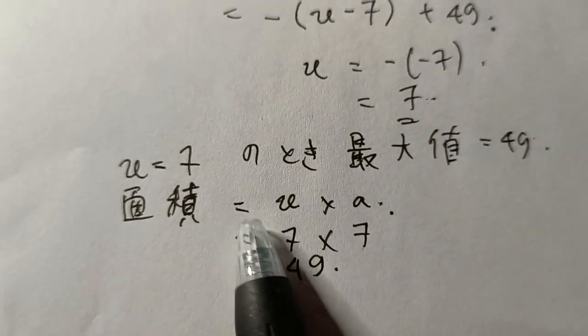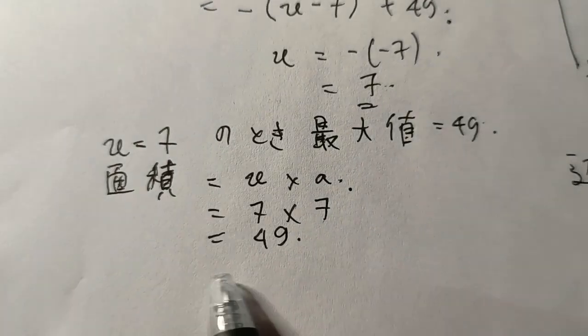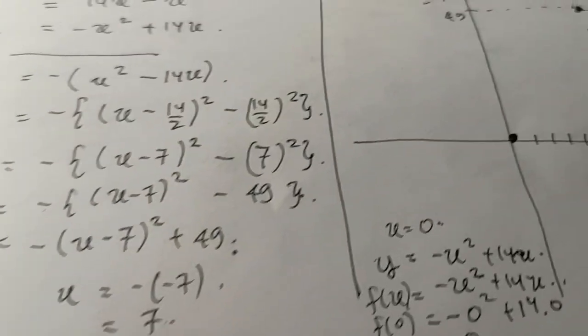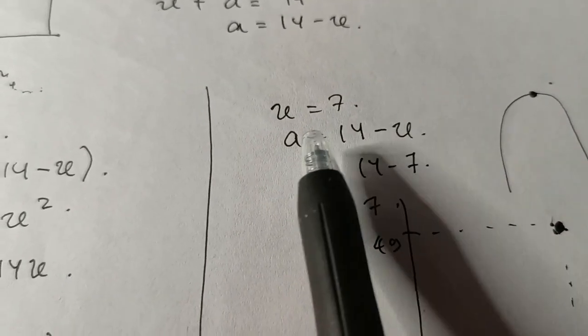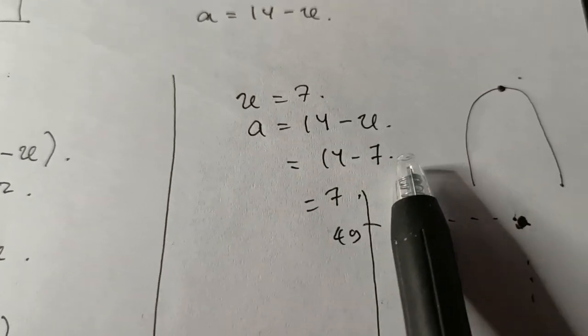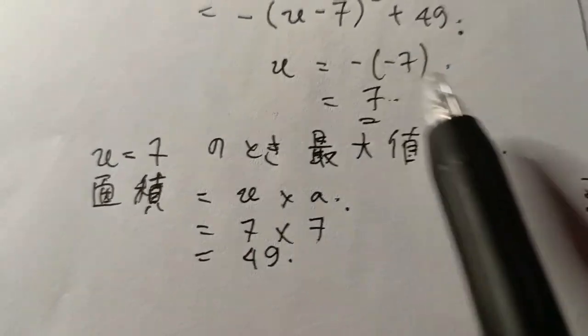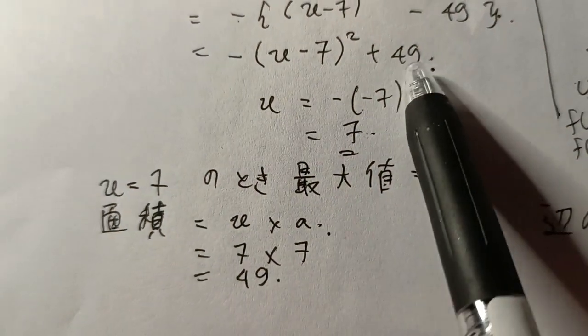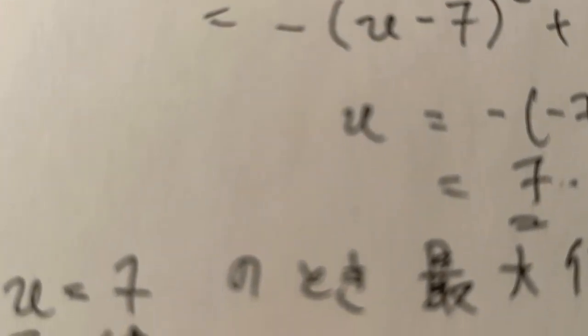So the menseki is x multiplied by a, which means 7 multiplied by 7, which is 49. Why? Because if x is 7, it means a is 14 minus x. Okay? 14 minus 7 is 7. So we can get the menseki over here: 7 multiplied by 7, 49. The same, right? Look, 49 from here. And if you multiply it right away, it's 49. So only like that.